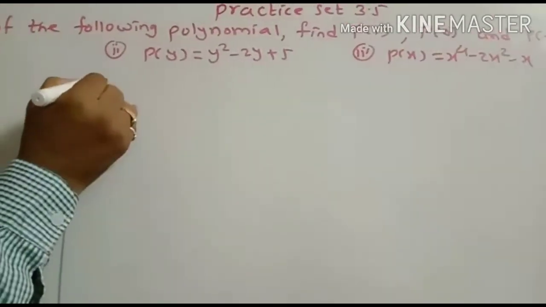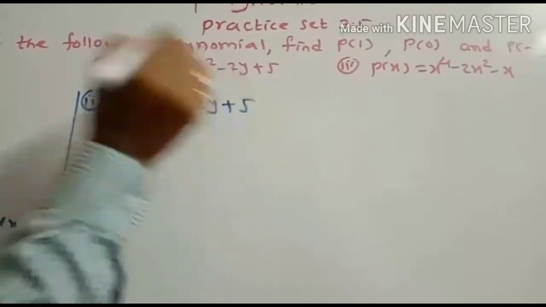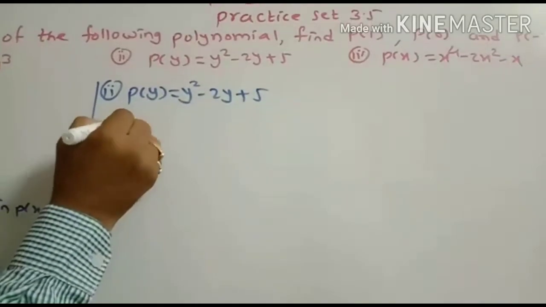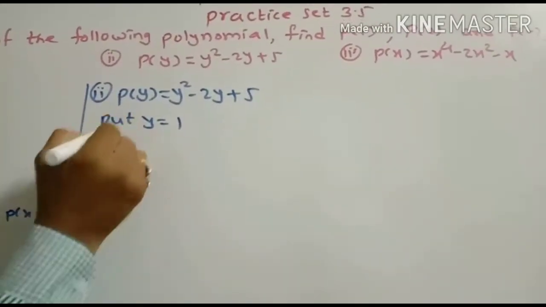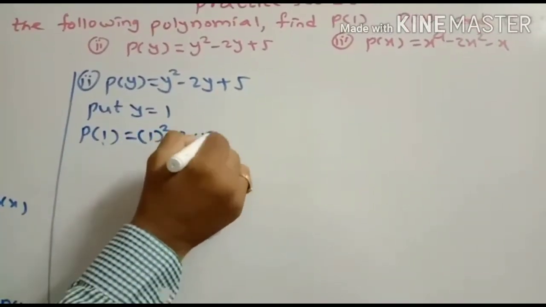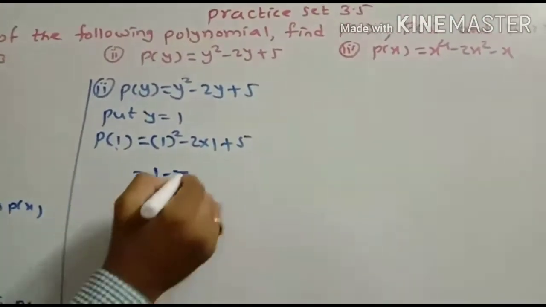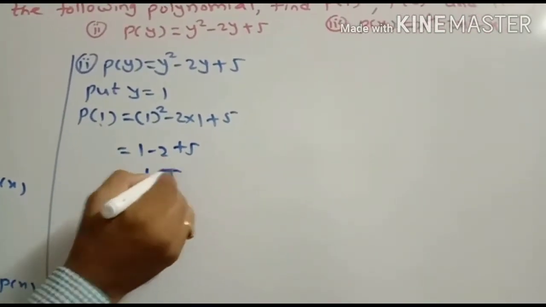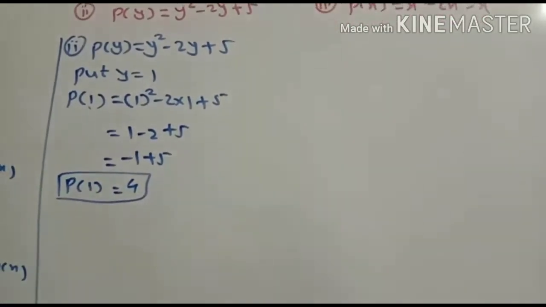Now second, p of y is given: y square minus 2y plus 5. Again for finding p of 1, put y is equal to 1. Instead of y put 1. P of y means p of 1: 1 square minus 2 into 1 plus 5. Square of 1 is 1. Minus 2 ones are 2, plus 5. That means 1 minus 2 is minus 1, plus 5, and minus 1 plus 5 is 4, so p of 1 is equal to 4.